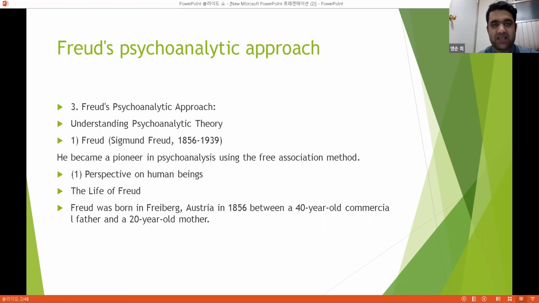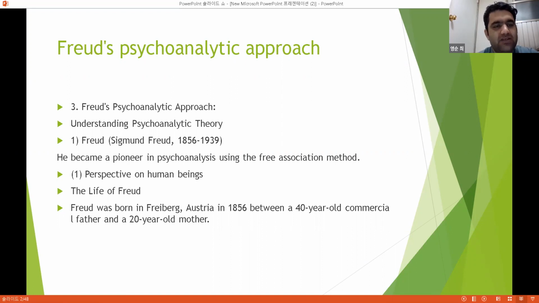Freud's psychoanalytic approach. Today we'll be reading about Freud's psychoanalytic approach. The Freud psychoanalytic approach is the understanding of psychoanalytic theory, which was proposed by Sigmund Freud, 1856 to 1939. He became a pioneer in psychoanalysis using the free association method. And what is that free association method? That is the perspective on human beings, and how it relates to the life of Freud.